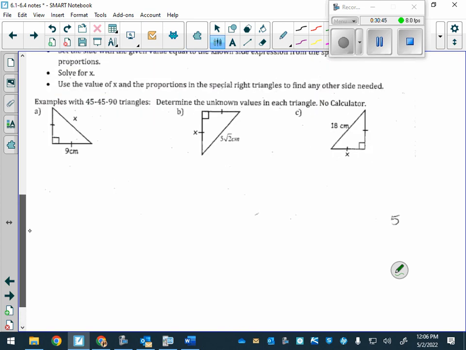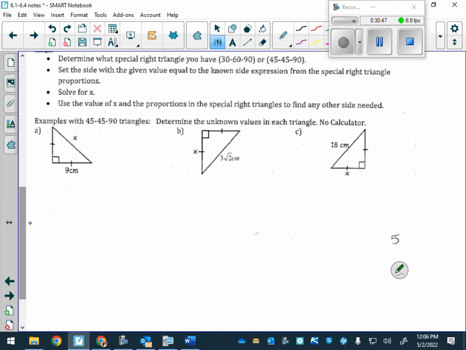We are given one side length of 9 centimeters. What would be the other side length? Yeah, Grace. 9 centimeters. Now, what would be the hypotenuse on a 45, 45, 90? Careful. Yeah, Phoebe. 9 root 2. It's your side length times root 2.